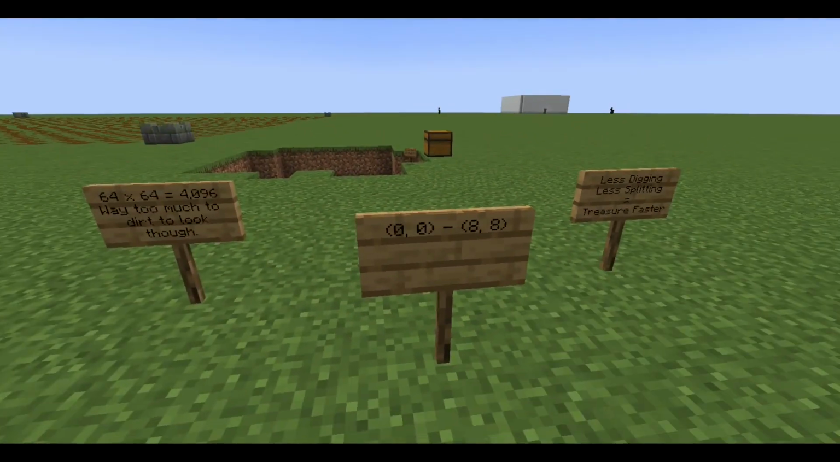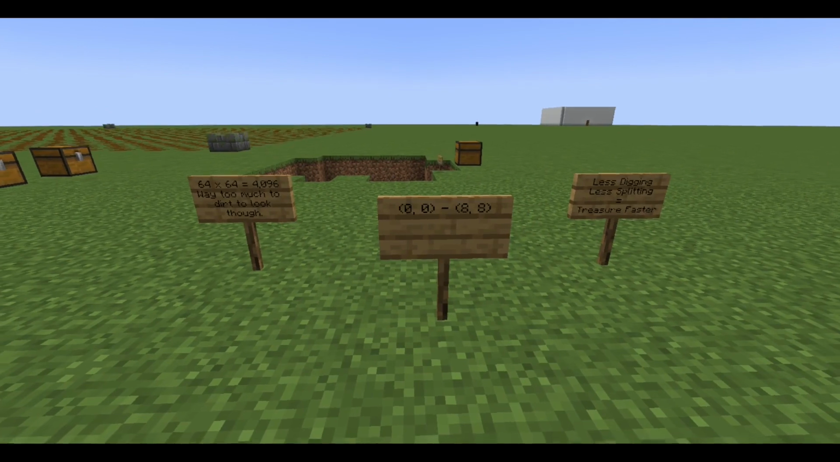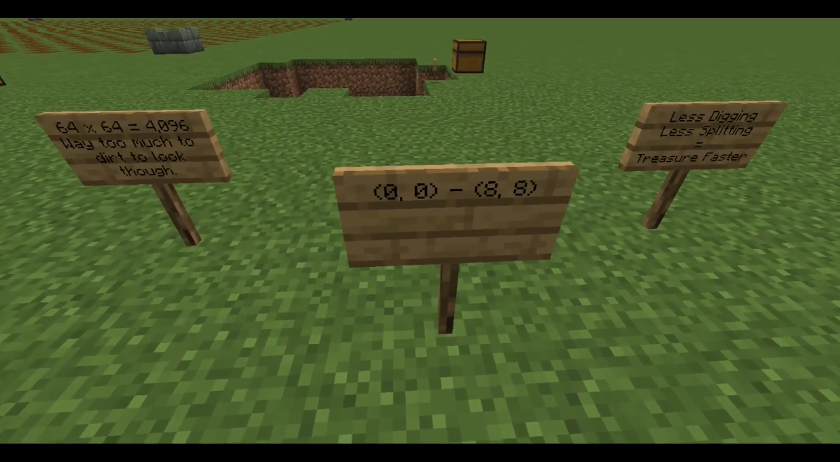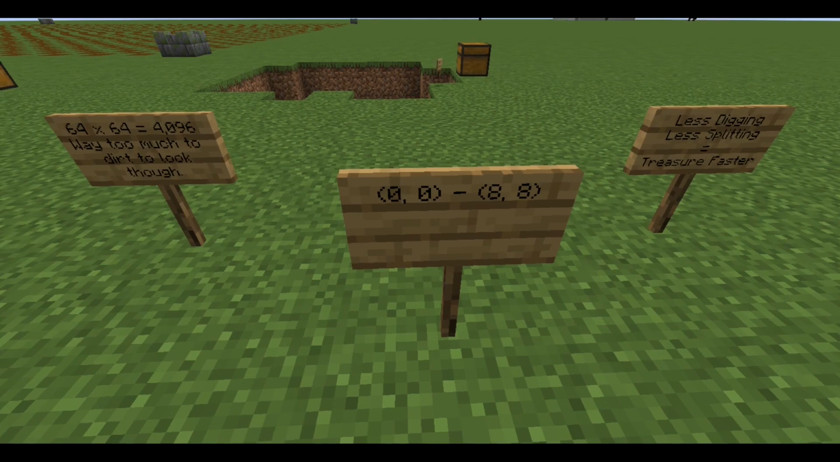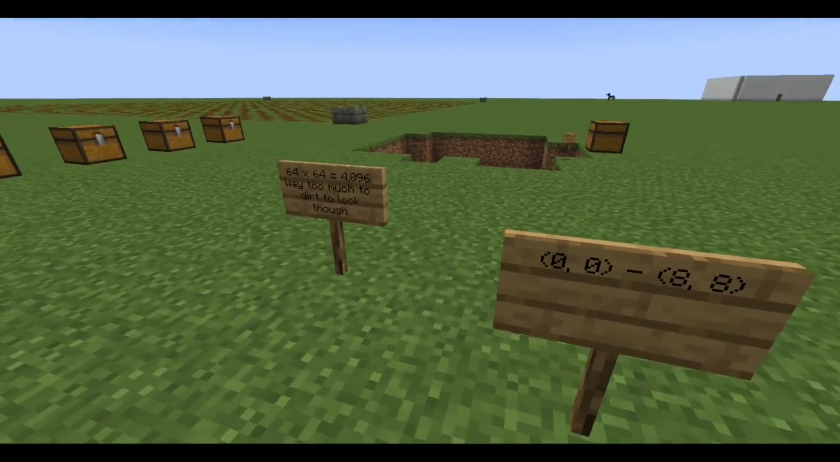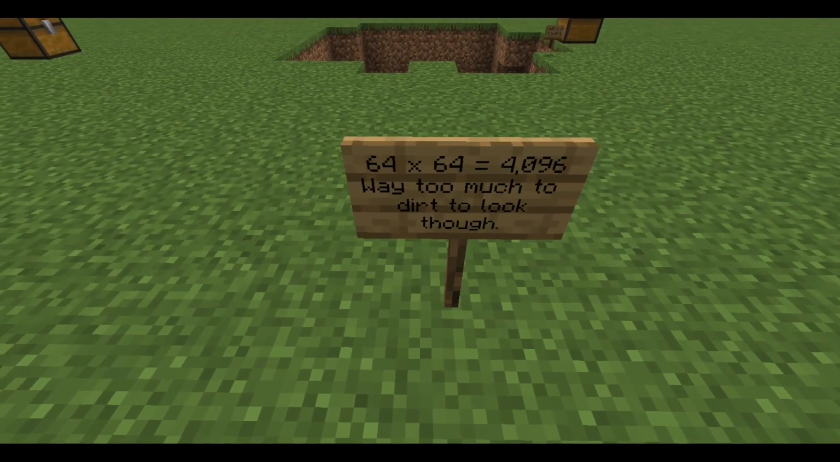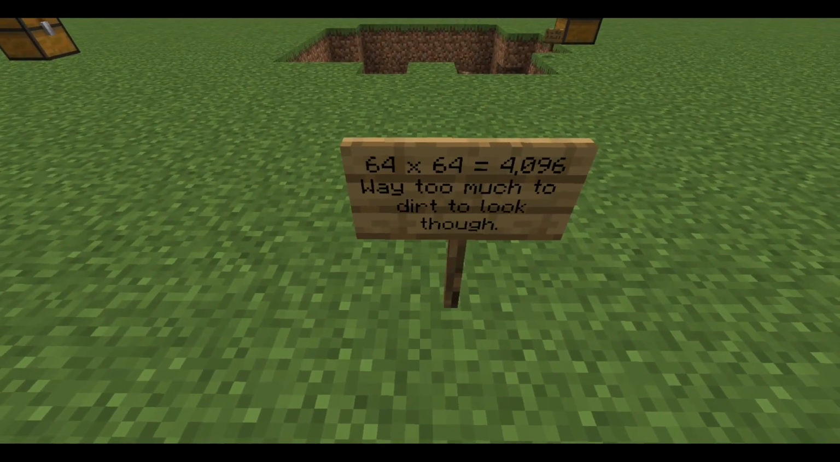Let's break down the problem. The clue tells us that the treasure lies within the range of 00 and 88, so we need a graph-like structure to represent the entire area. The grid we'll use is in 64 by 64 blocks, meaning that there are 4,096 individual dig locations.